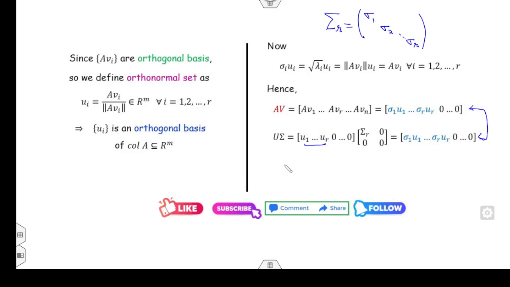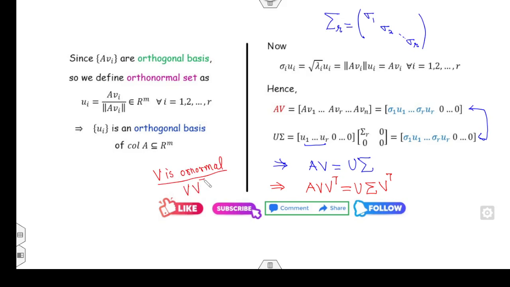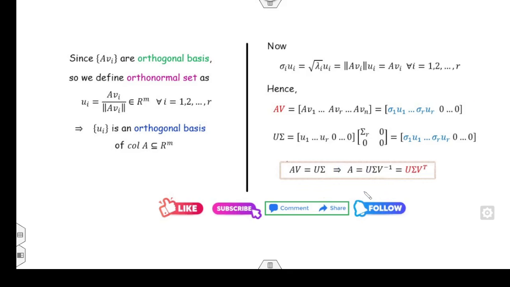From these two equations, what you obtained, which implies AV is U sigma. Now you can multiply both sides by V transpose. We find U sigma V transpose. Now because V is my orthonormal, what is the meaning of that? V into V transpose is identity. This number is my identity. Hence, A is U sigma V transpose.